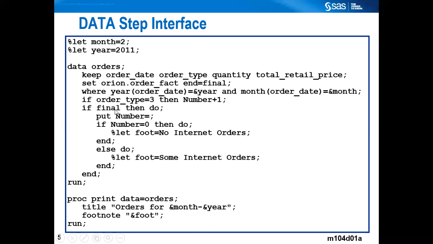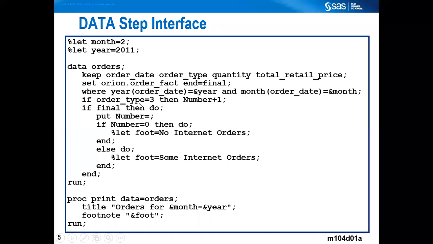Then you are writing if final. So what is final? It's a temporary variable which you are creating, which flags that if it is the last observation, then do put the value of number into the log. If number is 0, that means there is no internet order, then do create a macro variable foot with the text as no internet order. And because it's a then do statement, else do create a macro variable with the same name foot.